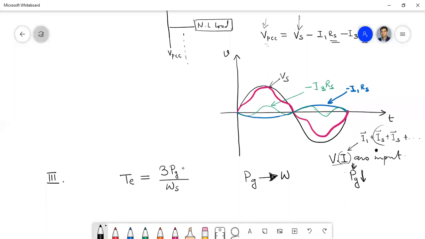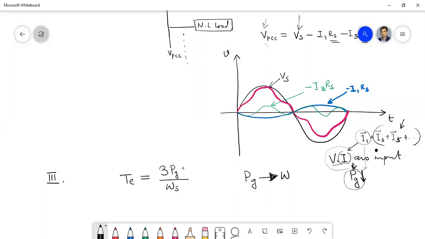Now all these components will not have any contribution of active power. In this PG, the I3, I5, all these harmonic components would not have any contribution. That means in this PG, only I1 will have some contribution. But in the apparent power, you will have the total current contribution. So obviously the performance, the efficiency of the machine will be poor.